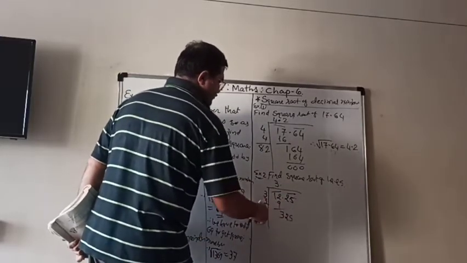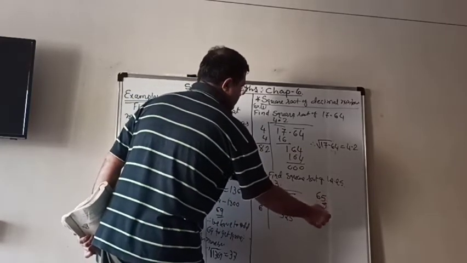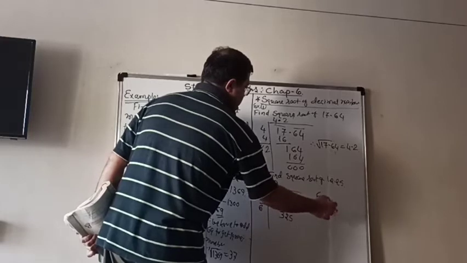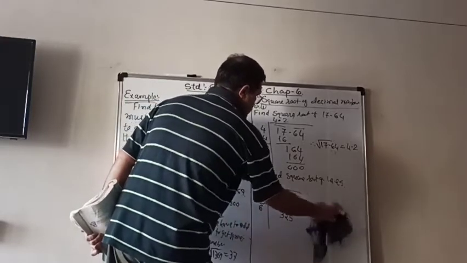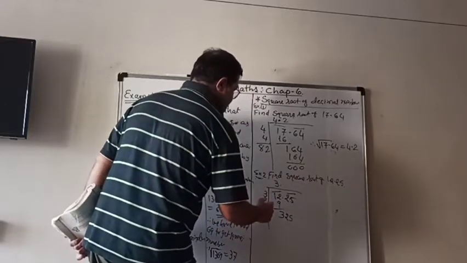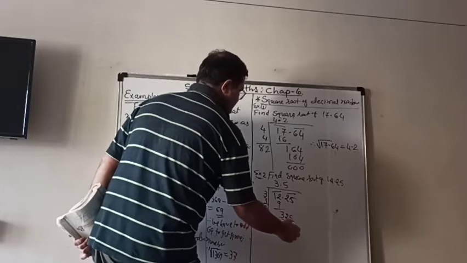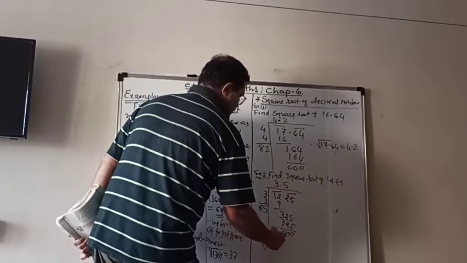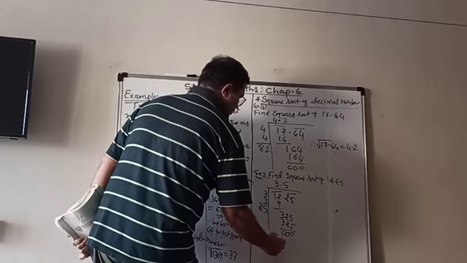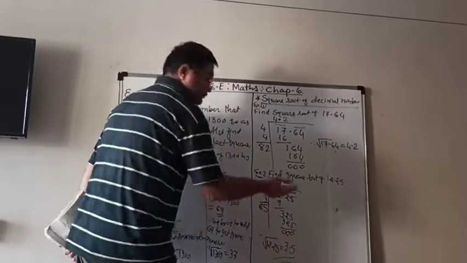Now there is 5, so 5 5s are 25, so we will try 65. 5 5s are 25, 6 5s are 30 plus 2 is 32, so you got 325. So 65 times 5 is 325, and therefore the square root of 12.25 is equal to 3.5.